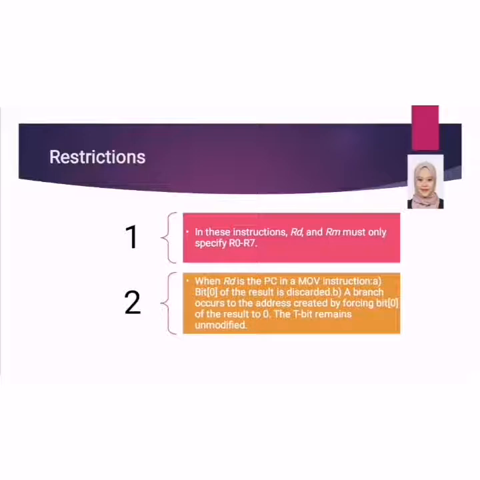Next is the restriction. We have two restrictions. First, in this instruction, RD and RM must only specify R0 to R7. Second, when RD is the PC in a MOV instruction, bit 0 of the result is discarded. A branch occurs to the address created by forcing bit 0 of the result to 0. The T bit remains unmodified.